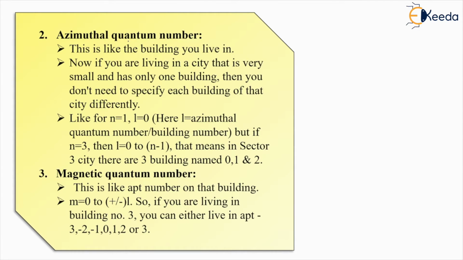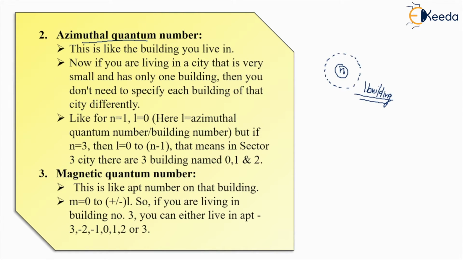After the principal quantum number, we have the azimuthal quantum number. This is like the building that you live in. Once you know that particular sector that you live in, so for example, this is the nucleus, this is the orbital. After that, what we need to find out is the building in which we live. Now if you are living in a city that is very small and has only one building, then you need not specify that particular building. If this area has only one building, you do not have to name it. People will understand that this is the building wherein you live.